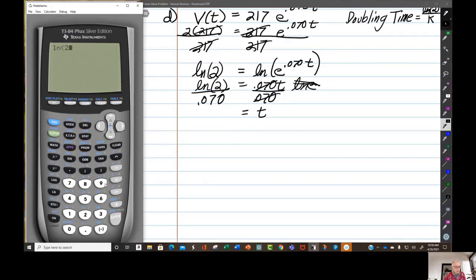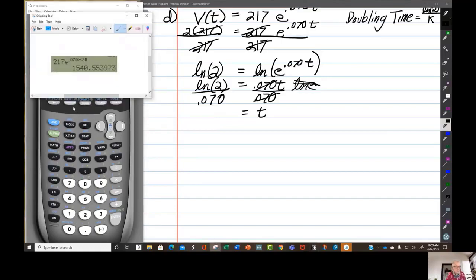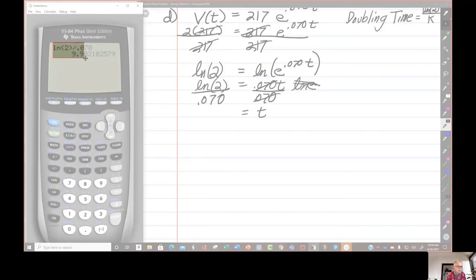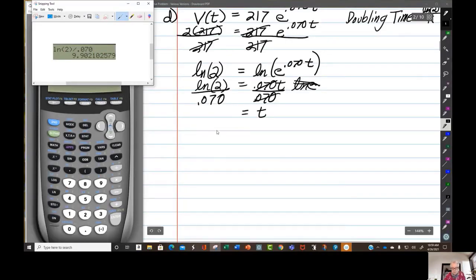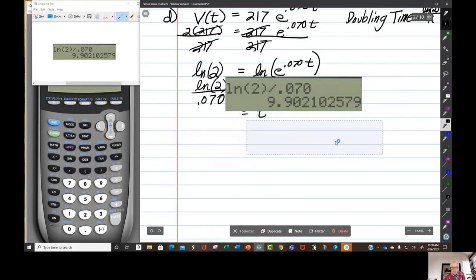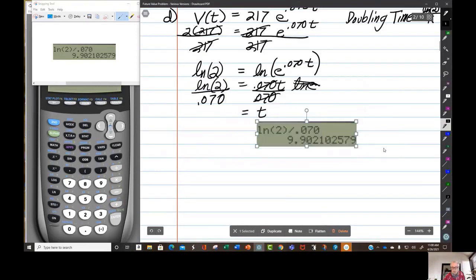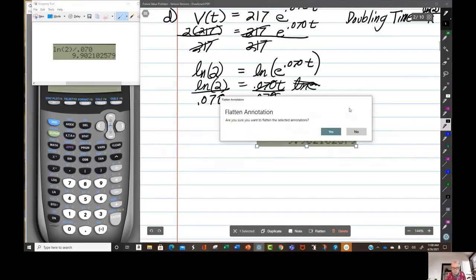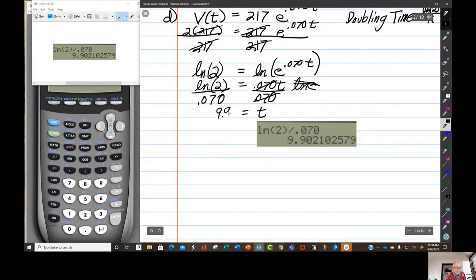Okay, ln 2 divided by 0.070, enter. And we're rounding to one decimal place, as I recall. So indeed, 9.9 is going to be our answer. Years. Not bad. You wait around for 10 years, your investment has doubled.